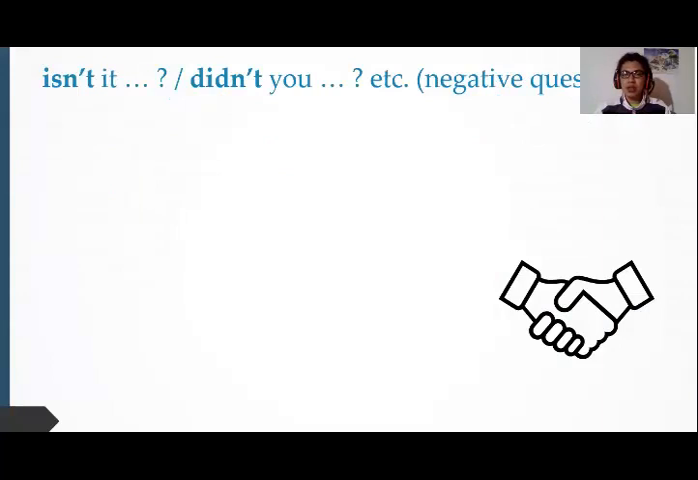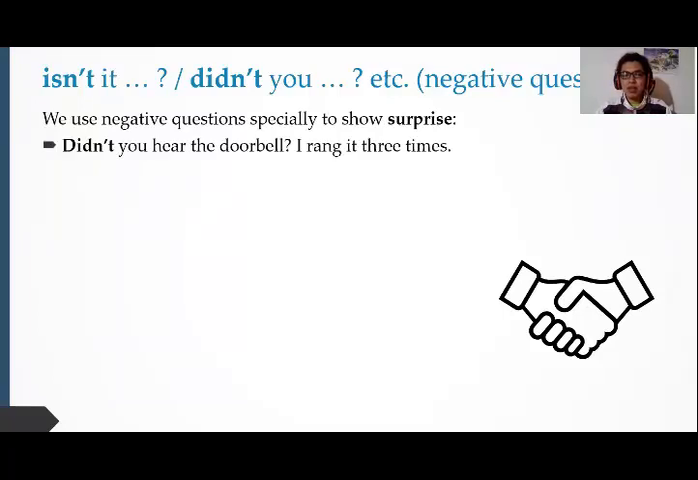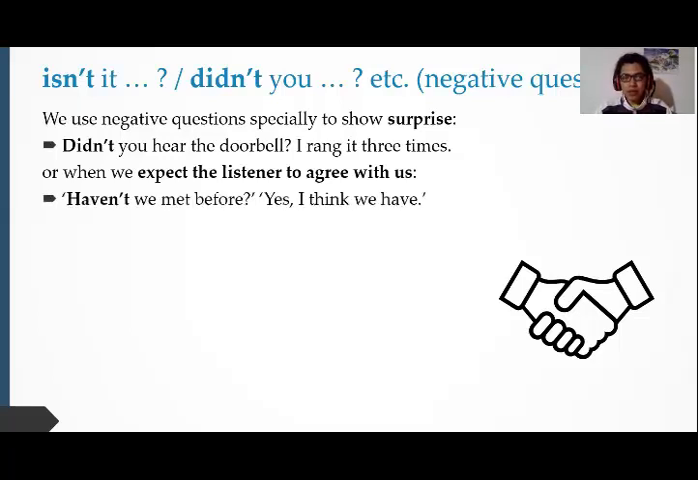Isn't it? Didn't you? Negative questions. We use negative questions especially to show surprise. For example, didn't you hear the doorbell? I rang it three times. Or we expect the listener to agree with us. For example, haven't you met before? Yes, I think we have. Haven't we met before? ¿No nos habíamos encontrado antes?